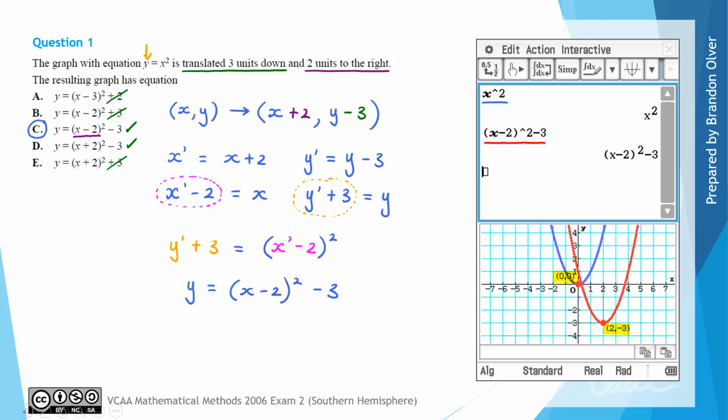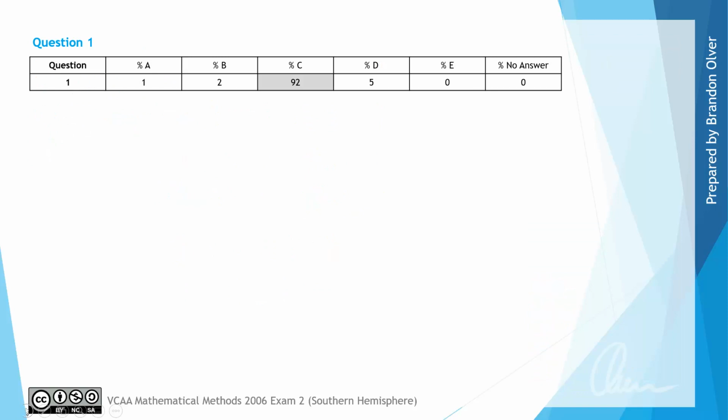As you can see, if you can inspect the rules directly, it's a much faster way of doing that question. But for more difficult problems, the mapping method is a really reliable method to use. And just quickly, we can see from the examiner's report that this question was done really well, with 92% of students getting the correct answer for question 1.